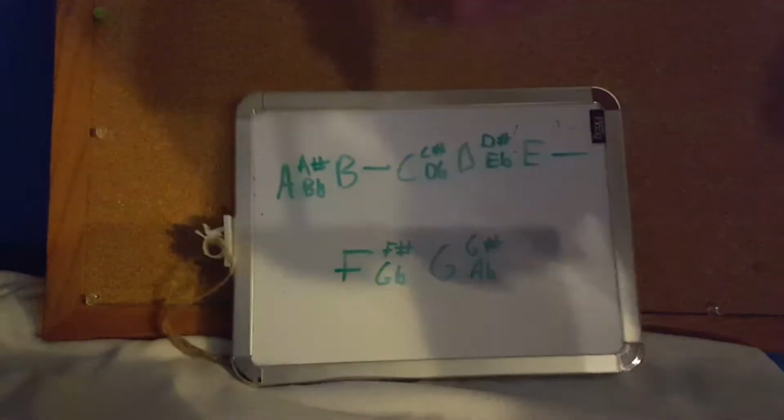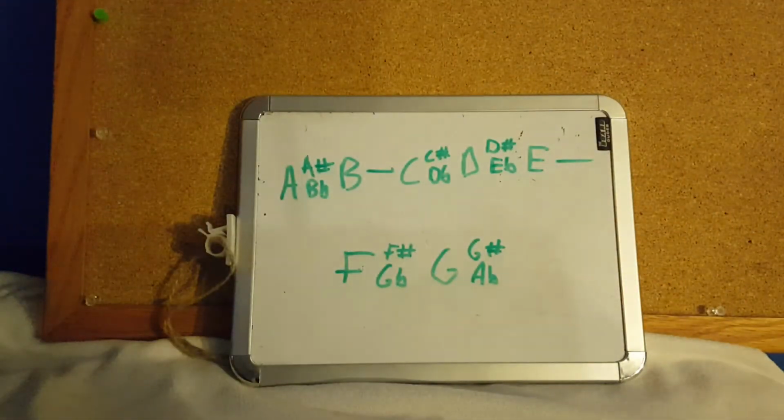And then E, however, does not have any half step above it. That half step technically is F. So you go to F, then F sharp or G flat, then you go to G, then a half step above G is G sharp or A flat. So that is really the topic of this video today. It is the musical alphabet.